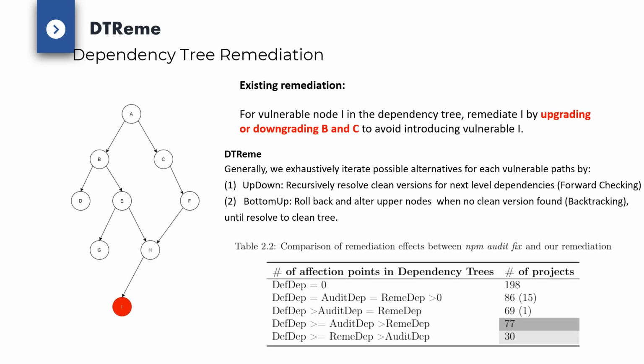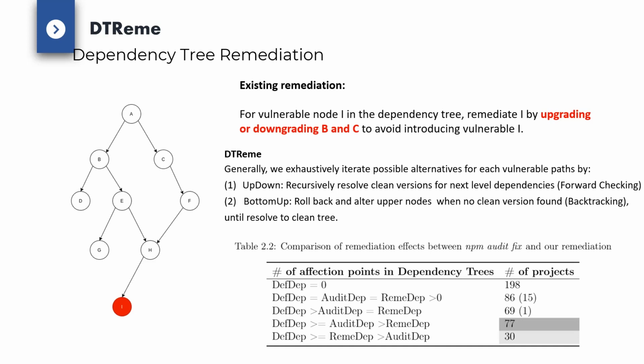When resolving I, DT-REAM first checks whether there is a clean version of I. If no clean version can be resolved, it turns back to redecide the version of H. If no version of H can get rid of vulnerable I, we further trace back to redecide the versions of E and F, until no more upper dependencies can be redecided.